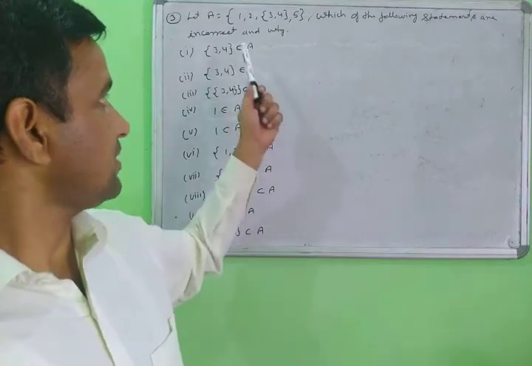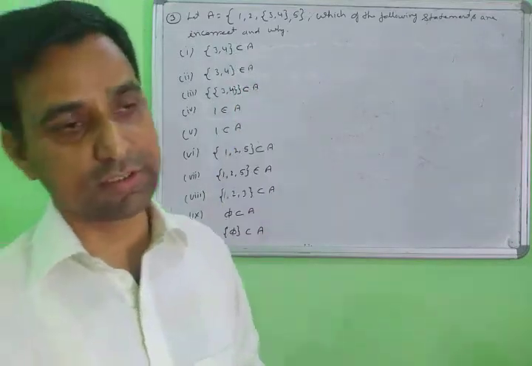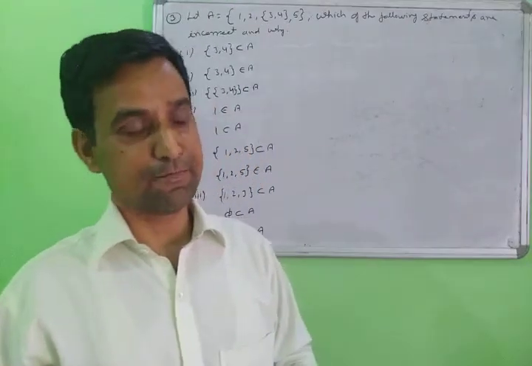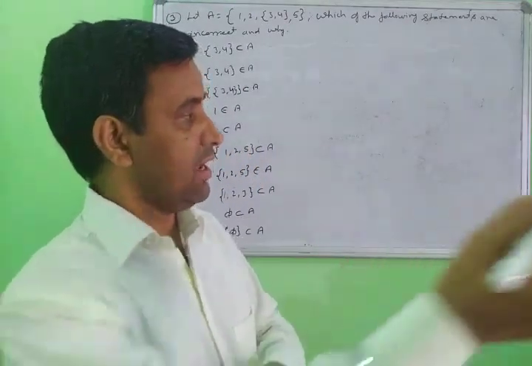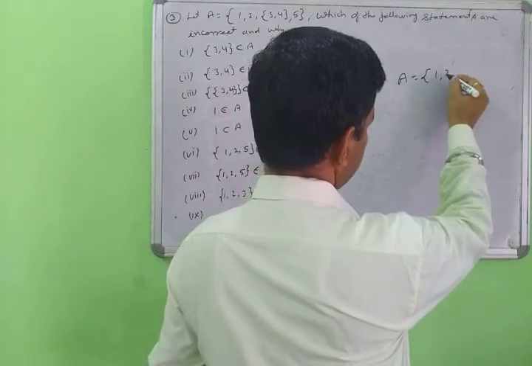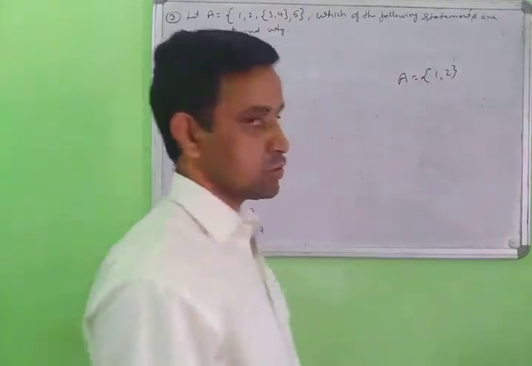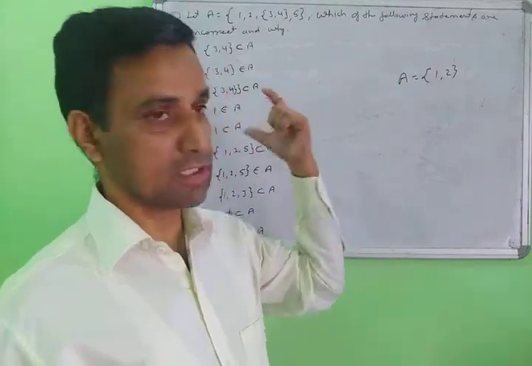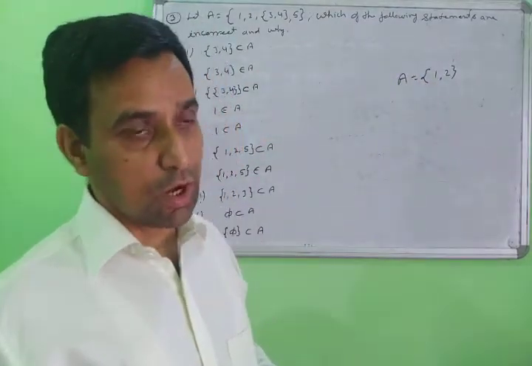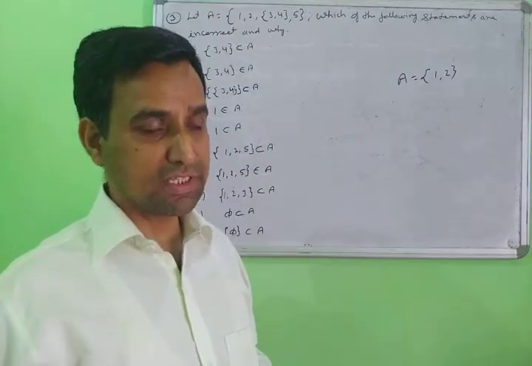Here there are two types of statements: subset and belongs. What is the difference between subset and belongs? Before solving this question, let me take a short example. Suppose a set A has the elements 1 and 2. So how do we represent belongs, and how do we represent the subset?